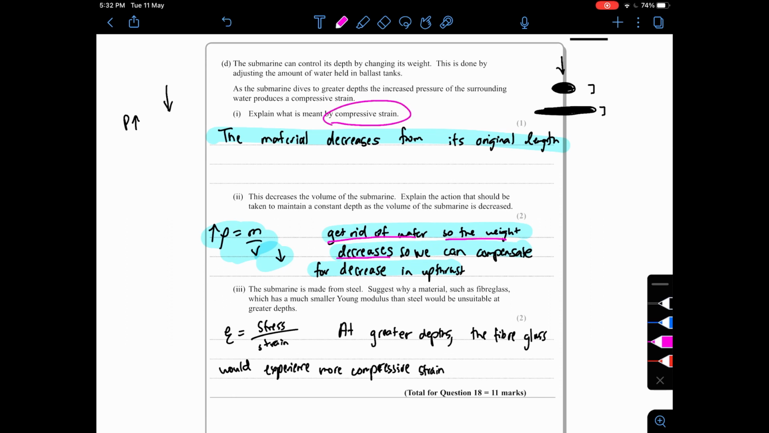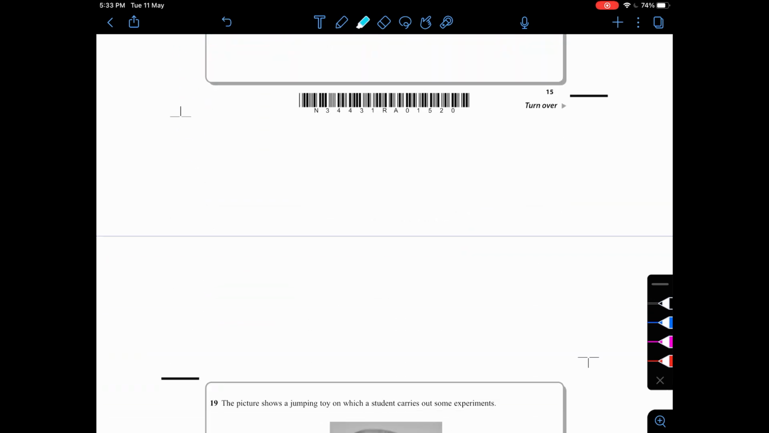Compressive strain decreases the volume of the submarine. So if it experiences more compressive strain, the volume is decreased even further. Which obviously you don't want, because if the volume decreases too much, the people inside can suffocate and they can die. So at greater depths, the fiberglass would experience more compressive strain, and the volume is decreased even further, or a larger decrease in volume, you can say.